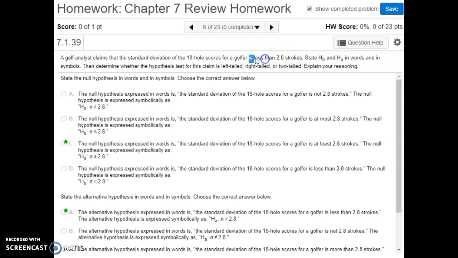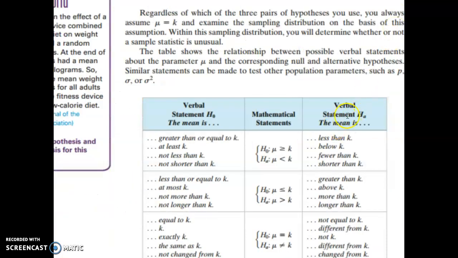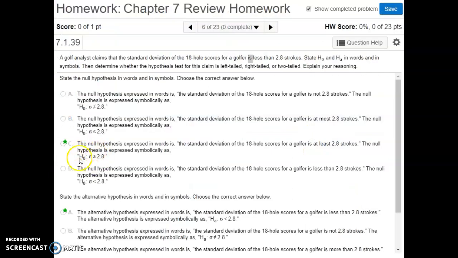So again, there's not a statement of equality here. We're just strictly talking about less than. And so that claim must be setting up our alternative hypothesis. With a less than, we're going to get an alternative hypothesis with a less than symbol, in this case less than 2.8. Our null hypothesis would be greater than or equal to 2.8. And so in symbols, greater than or equal to, in words, you could say it's at least 2.8 strokes.